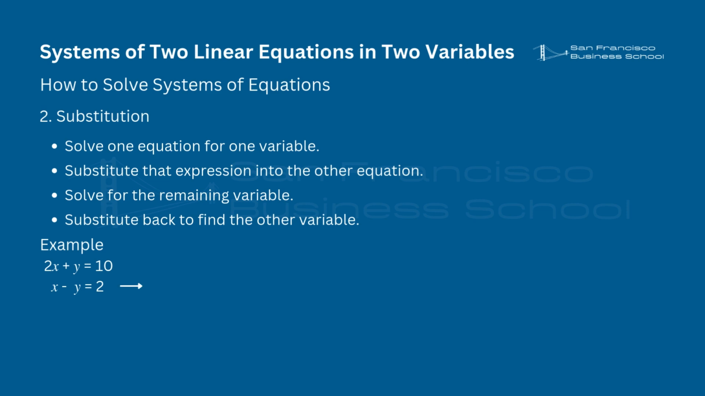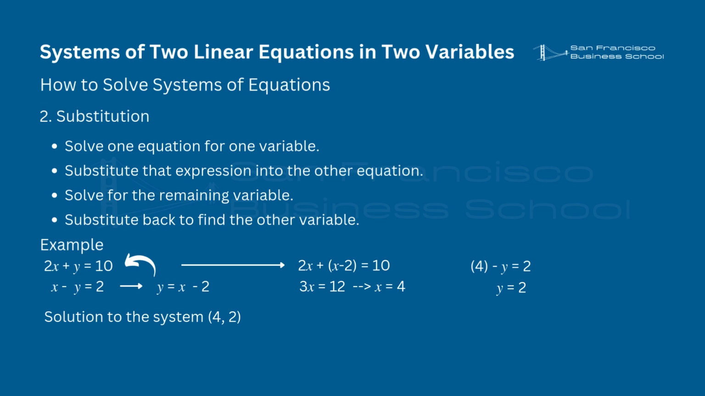We can rewrite the second equation as y equals x minus 2. Now, if we substitute this for y in the first equation, 2x plus x minus 2 equals 10. This yields 3x equals 12. x equals 4. We can find the y value by substituting 4 for x in the second equation. 4 minus y equals 2. If we subtract 2 from both sides and add y, we can find y equals 2. The solution to the system is x equals 4 and y equals 2.